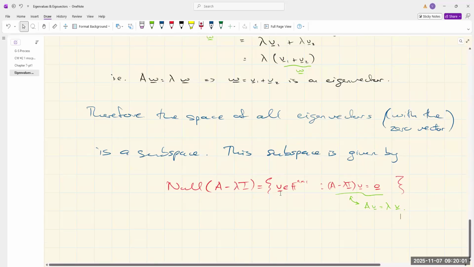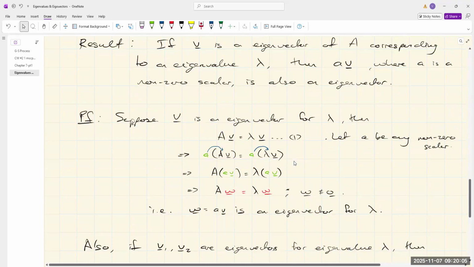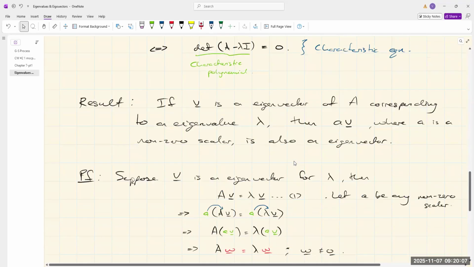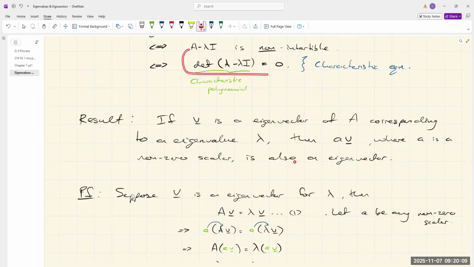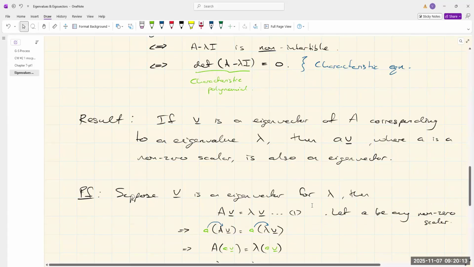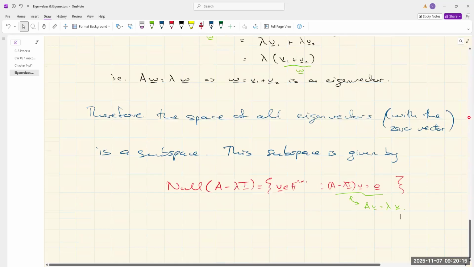Right? So that's a recap of where we are so far. We know how to find the eigenvalues. We solve the characteristic equation. That's how to find the eigenvalues. And the eigenvectors, they all live in this space. Right? The eigenvectors live in this space.